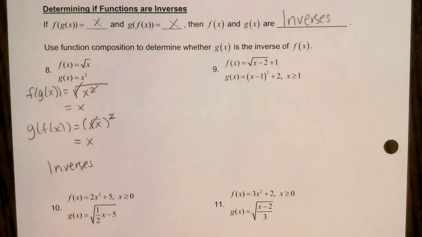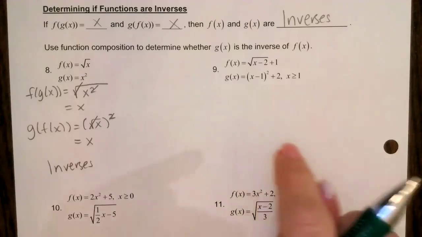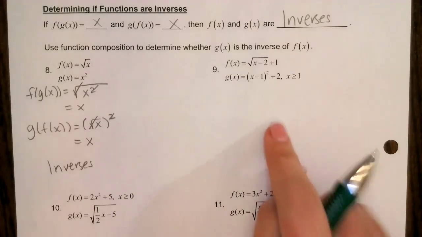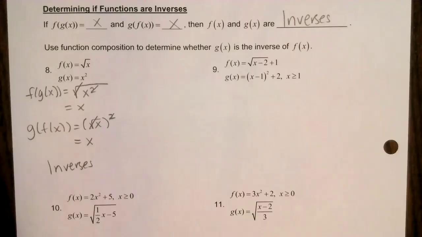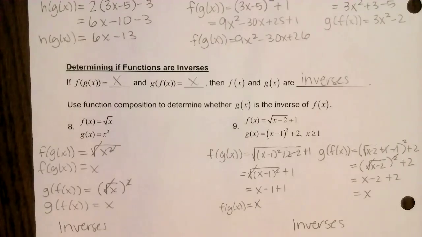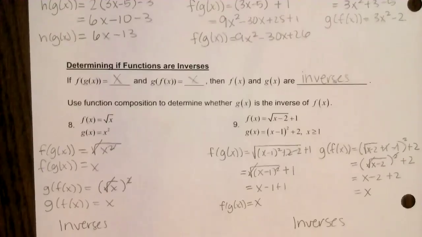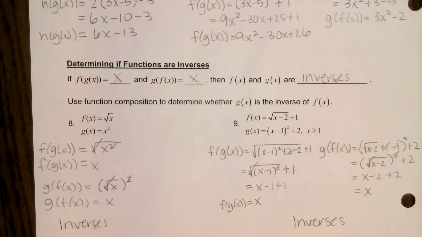All right, it's probably time for you to try one. So you try 9. Go ahead and pause the video, come back and check your work. So check your work. That one was an inverse as well, since when I did the f of g of x, I got x, and when I did the g of f of x, I got x.